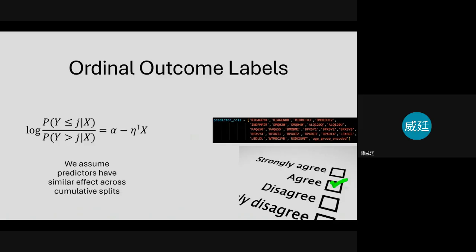So starting off, we will use the same predictors as we used in the multinomial logit model, but we will see that we will have to cut some of these off, because in this model we assume that the predictors that we use have a similar effect across cumulative splits, which means that the coefficients, this eta here, have to be the same as we go up in this J value.